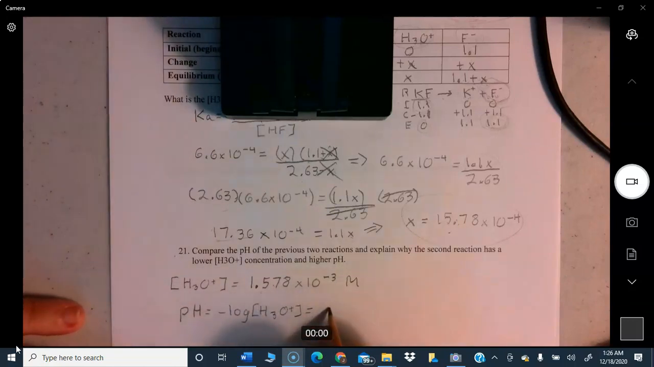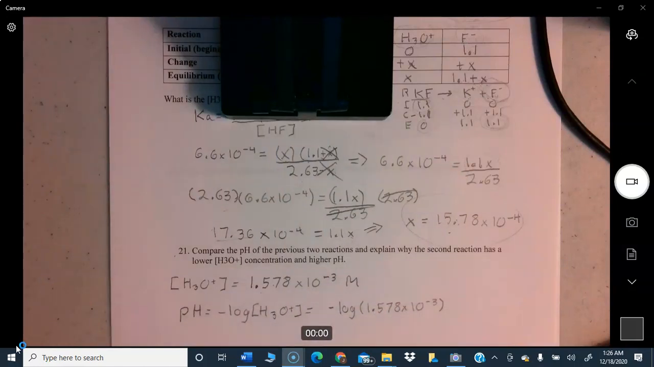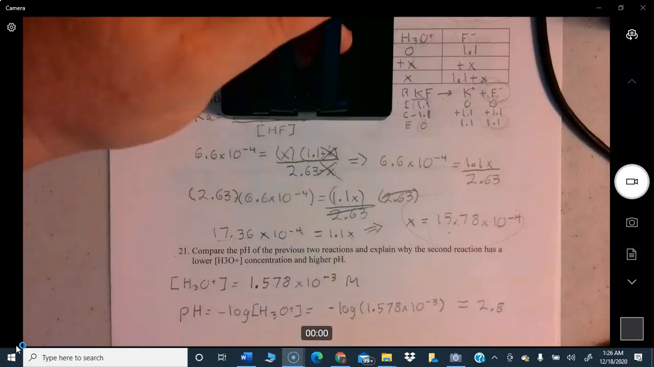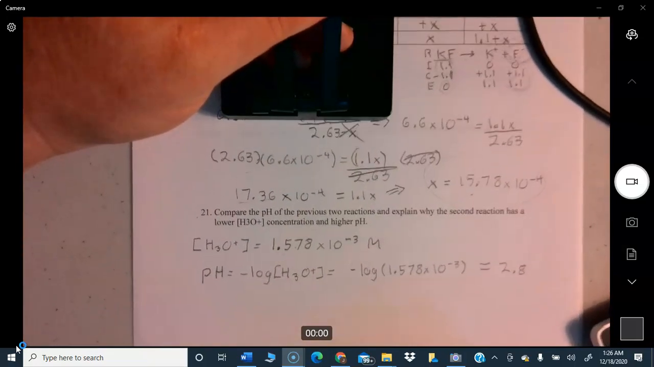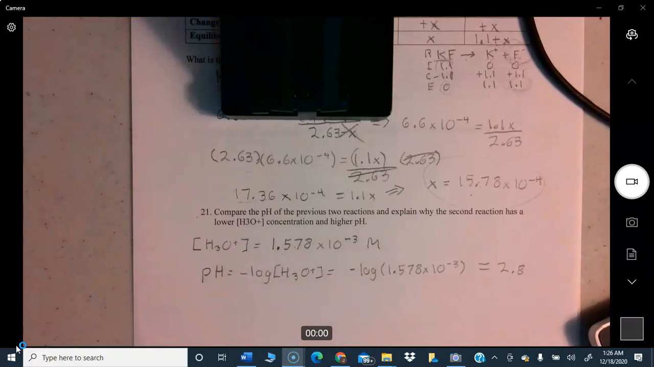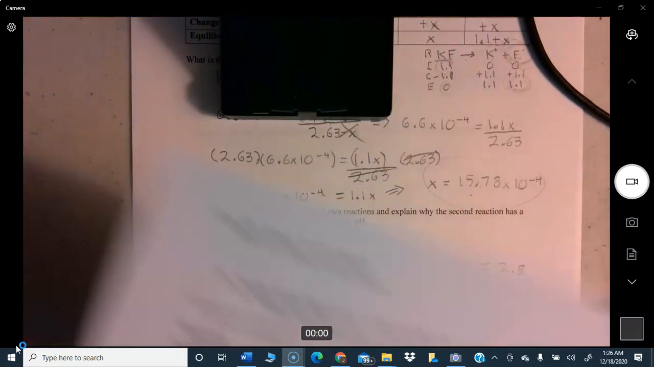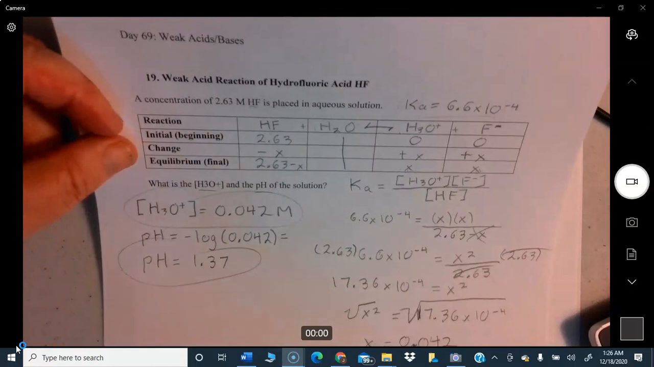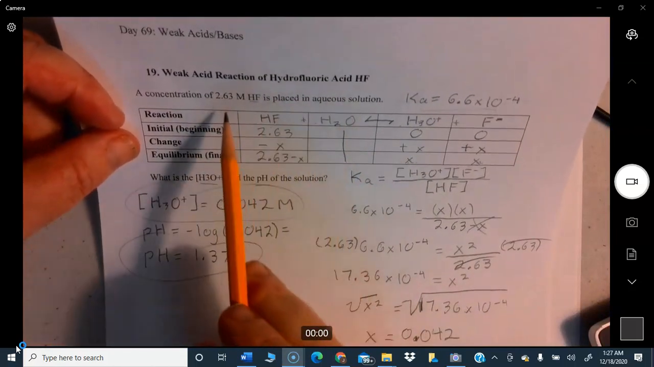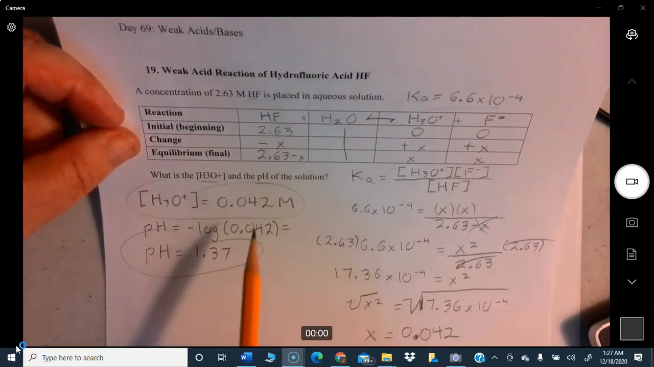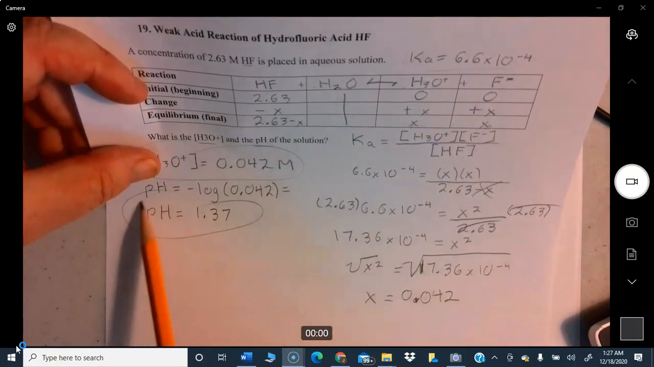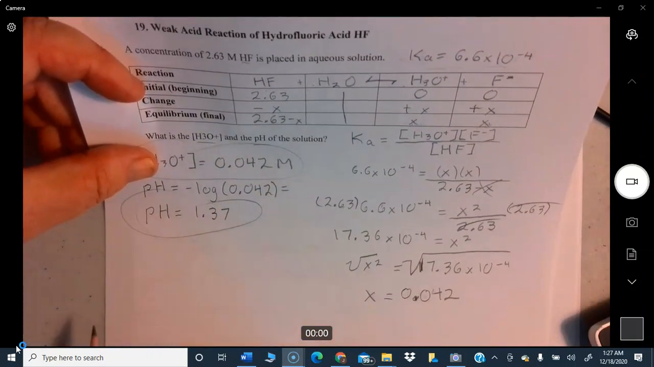And so that's going to be... and that gives us a pH of 2.8. Okay, so let's do a comparison now of the pH back here on the previous problem where it was just HF into pure water, same concentration into pure water. What we ended up with was a pH of 1.37.